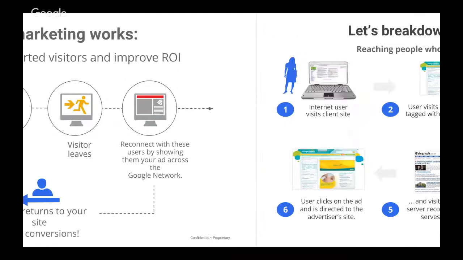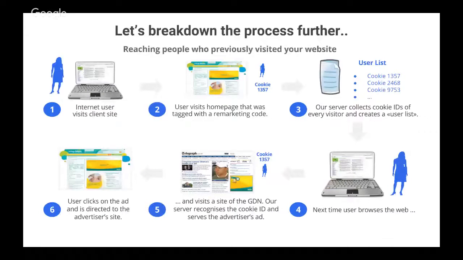To break this down even further, let's say a user clicked on your ad and headed on to your site. If your site is tagged with our remarketing code, a cookie is dropped on their session. Now, when several users visit your site, we collect these cookies for you and create a remarketing list. The next time a user is browsing the web, we match that cookie with your remarketing list and land up showing your ad to them. This increases the chances of them converting on your site.